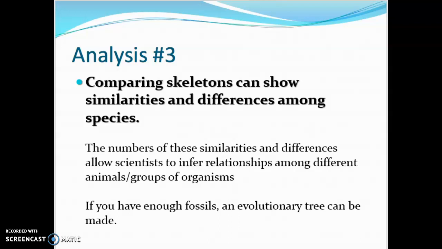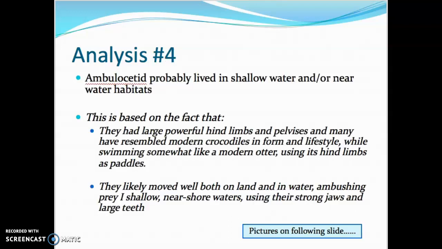And so most years when we go over this, students actually don't struggle with this question too much because they look like crocodiles. And where do crocodiles live? So for number 4, we would say that Ambulocetus, based on what we are seeing in his skeleton, probably lived in shallow water and or near a water habitat. And we're basing that on the fact that if you look at him, and you don't have to write the italicized words down, but just understand why we think that.